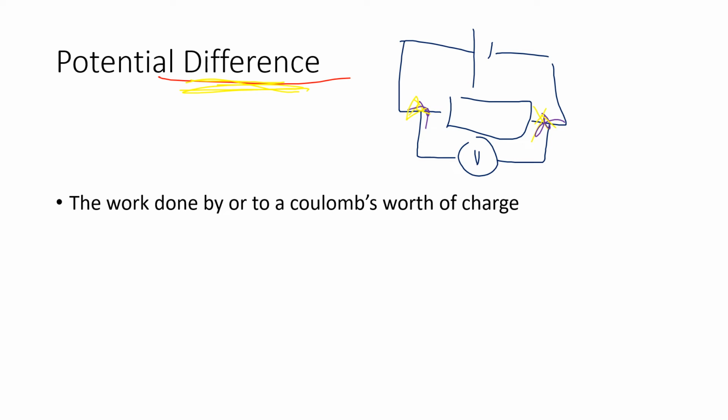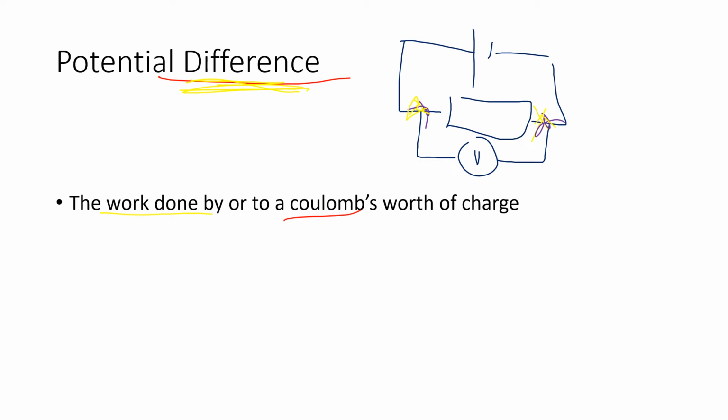Now, what is potential difference? It's the work done by a coulomb's worth of charge. Now, work done, you might remember, is converting an energy from one form to another. And so it's the conversion of energy or transfer of energy by a coulomb's worth of charge flowing.